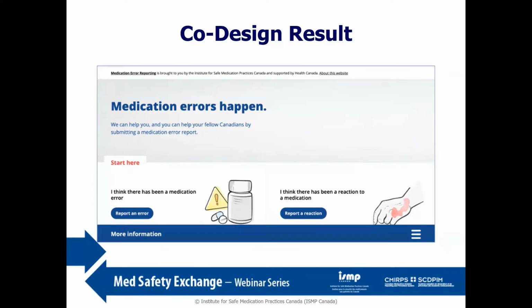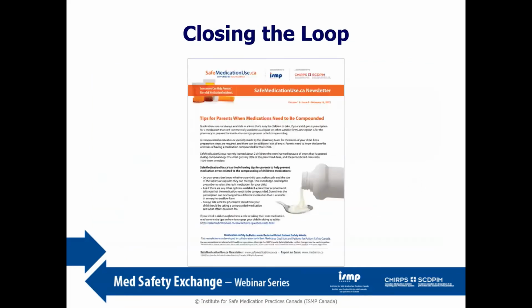One specific example to share with you is a report that we received from a mom whose child drank medication out of a bottle that did not have a child-resistant lid. Thankfully, the child was okay. ISMP Canada worked with the manufacturer and Health Canada, and the result was new packaging for that medication with a child-resistant lid. Next slide, please.